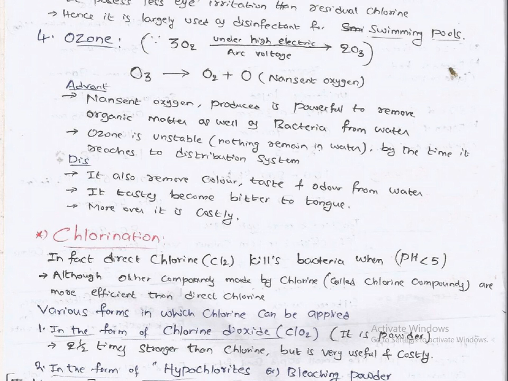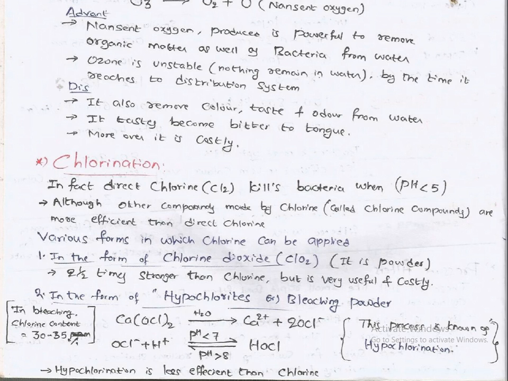In bleaching powder, the chlorine content is 30 to 35%. CaOCl2 with water gives the reagent Ca2+, 2 OCl minus, plus H plus. When pH is less than 7 and pH is greater than 8, it forms HOCl. Hypochlorination is less efficient than chlorine.